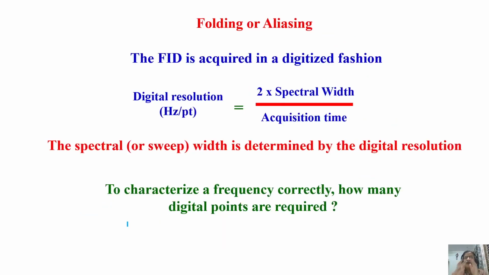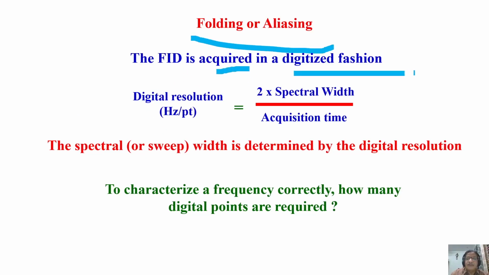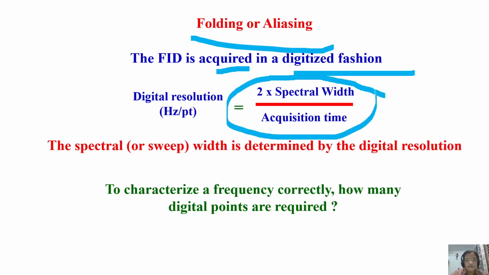Okay. So now, when we are discussing digital resolution and also dwell time, I will introduce one more term called folding, or in Fourier transformation, it is also called aliasing. Folding or aliasing. As you know, the FID is acquired in a digitized fashion, and this is the digital resolution. That's what we discussed just now. The spectral width is determined by the digital resolution. That's correct. That's what we said.